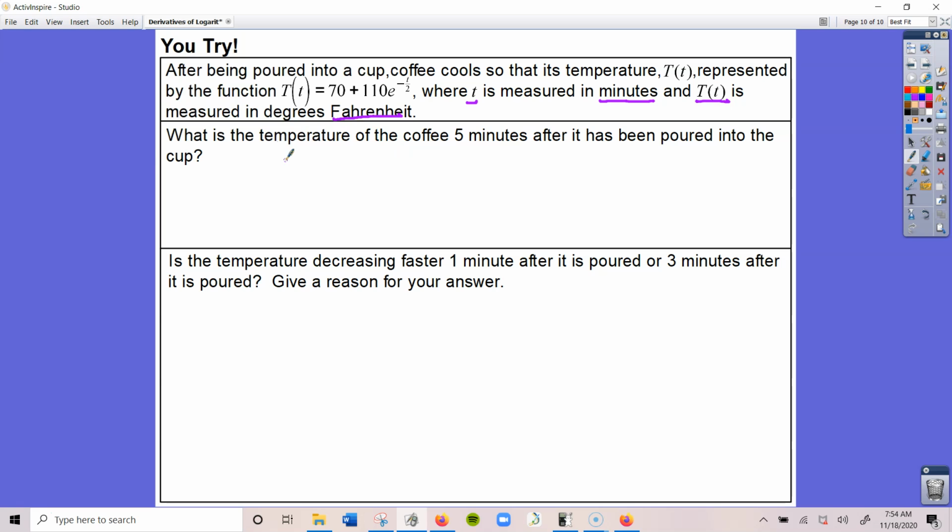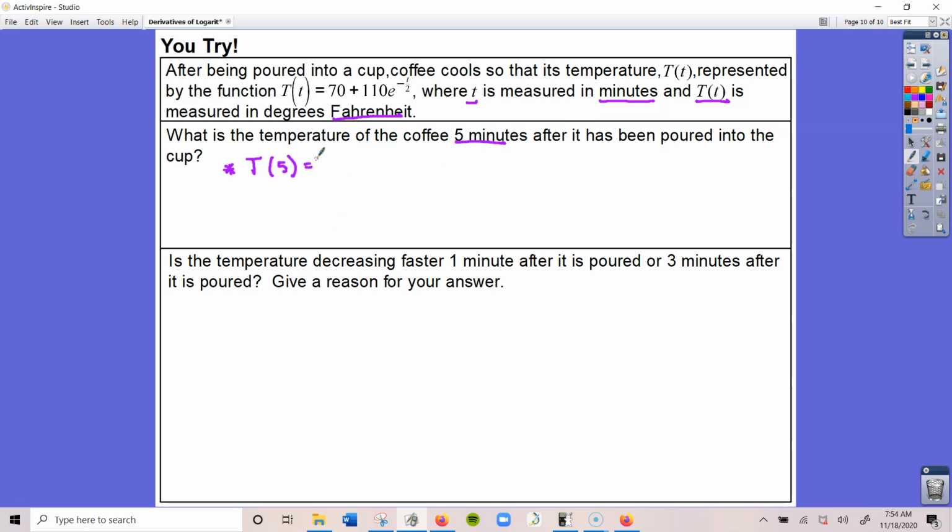Notice that we're looking for temperature, not the rate of the coffee, like temperature decreasing or increasing or anything like that. We're looking here for the actual temperature. So what I'm looking for here is T of 5, since t, or little t, is in minutes, and this is 5 minutes.